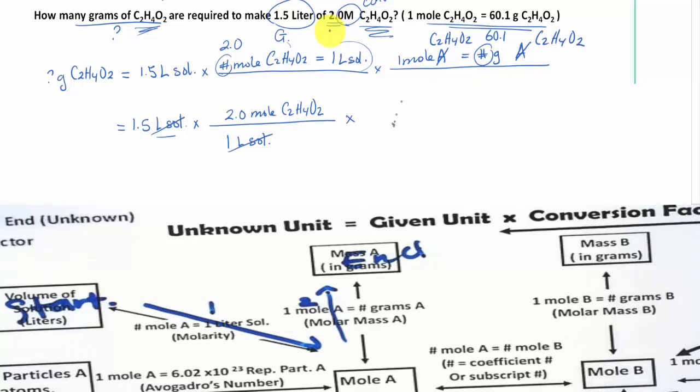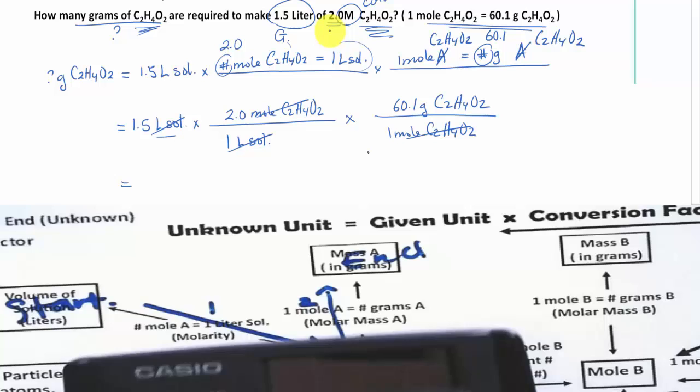Then we go on to the second conversion factor. Notice now we need to cancel moles of C2H4O2, so the mole part will be on the bottom, which is exactly 1 mole of C2H4O2, and the top part must be the leftover, which is 60.1 grams of C2H4O2. And look at that, that cancel out. Isn't that nice? And all you have to do is multiply everything on top. 1.5 times 2.0 times 60.1 divided by 1. So let's do that.